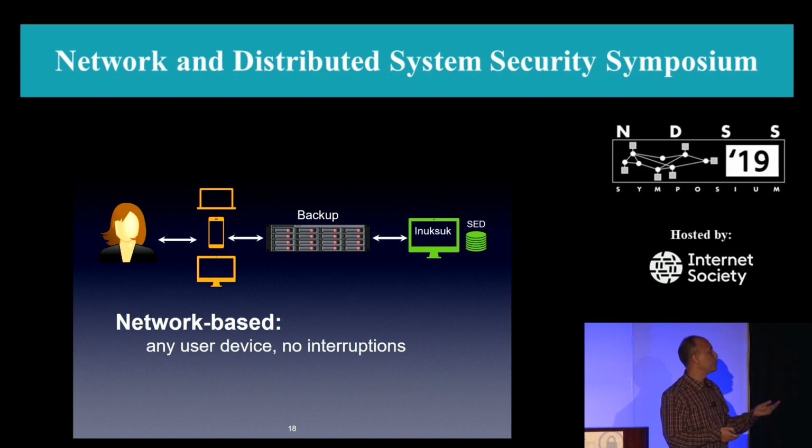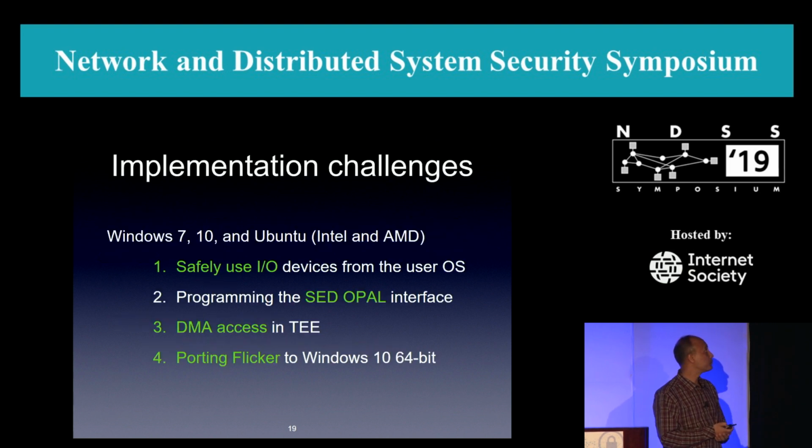And the user or the system admin of the backup server can identify which files are really sensitive, which files are so sensitive that they are willing to pay ransom for. And then Inuksuk will come periodically and copy those files to the protected partitions. In this case, there is no interruption for the user at all. A user will not even see that this system exists.